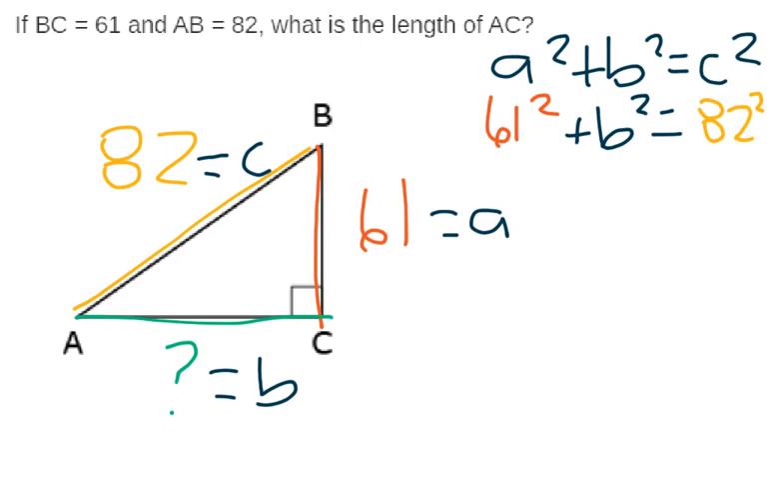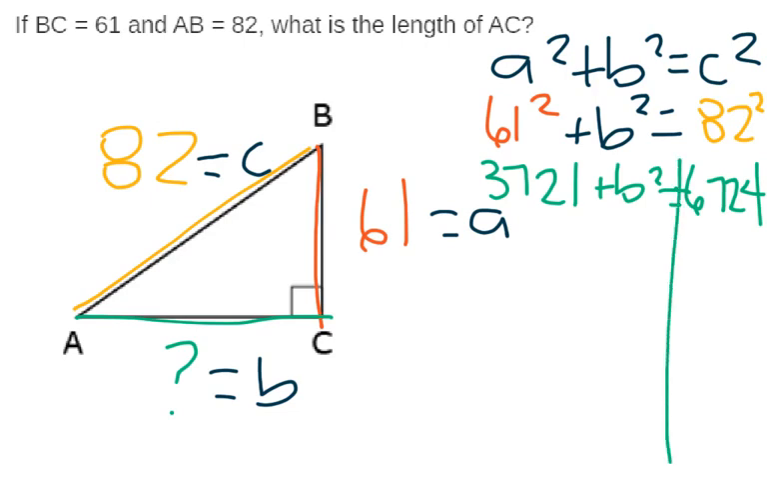So 61 squared, again, go ahead and use your calculators for this, or try and do it by hand, whichever way is better for you. So 61 times 61 is 3,721 plus b squared equals, and then 82 times 82 is 6,724.